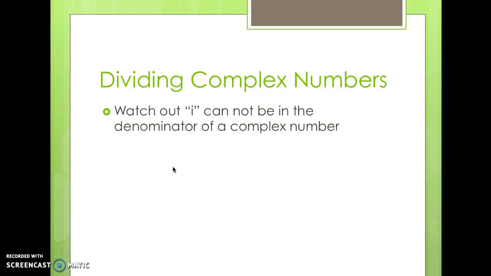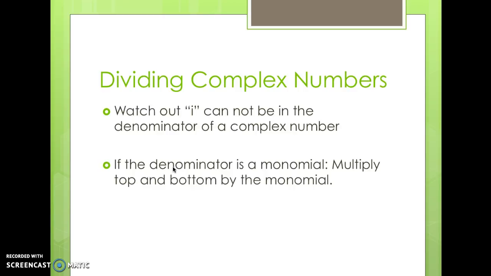Dividing complex numbers. So we want to watch out. I cannot be in the denominator of a complex number, just like we can't have square roots as a denominator or fractions. If the denominator is a monomial, we want to multiply the top and bottom by the monomial.